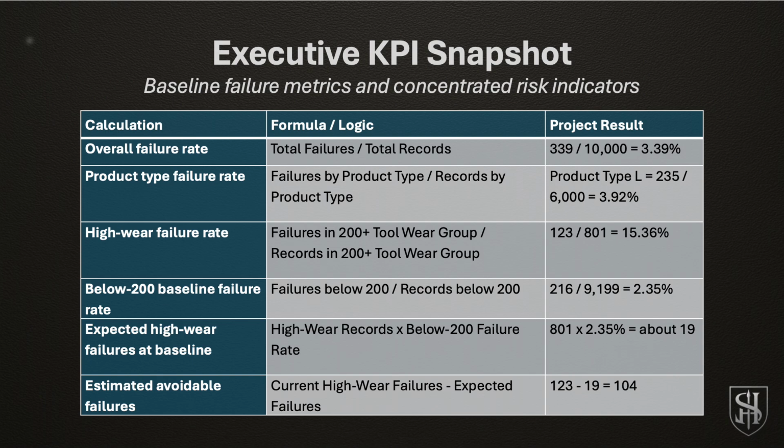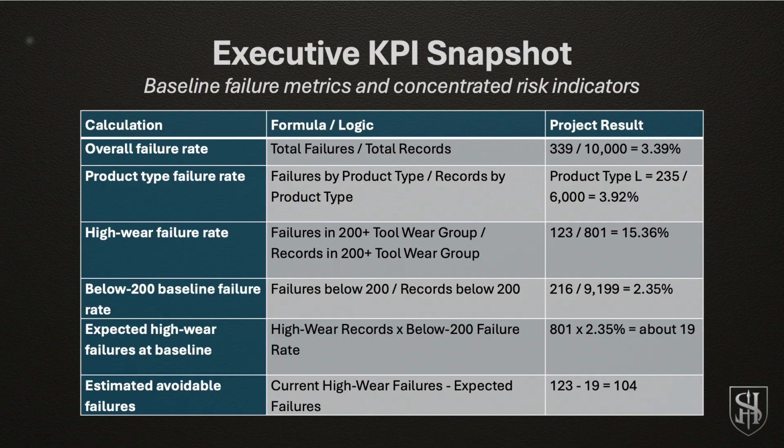At a surface level, 3.39% may not appear extremely high. However, in a manufacturing environment, even a relatively small failure rate can create real operational consequences. A failure can interrupt production flow, increase repair labor, delay schedules, and create delivery risk. For that reason, the overall failure rate serves as the baseline, but it does not tell the full story.